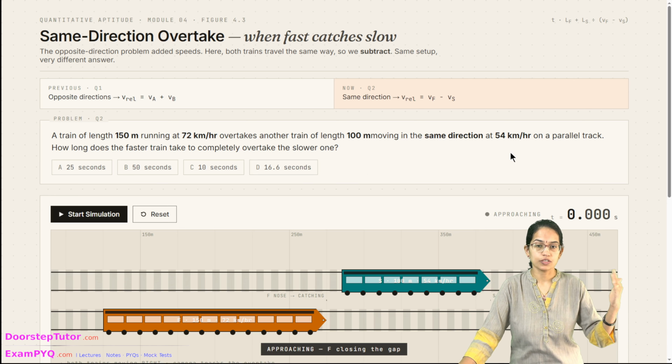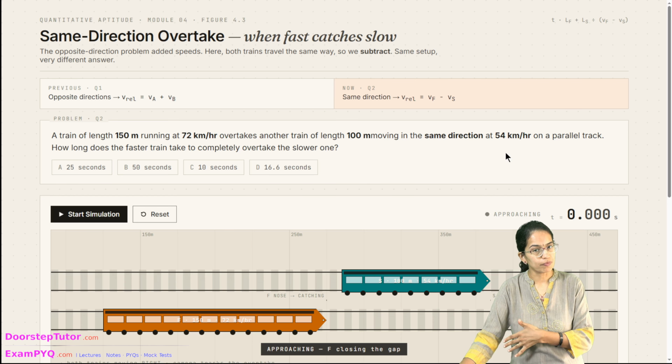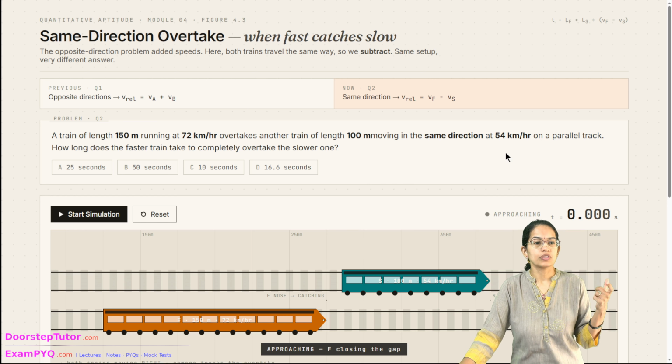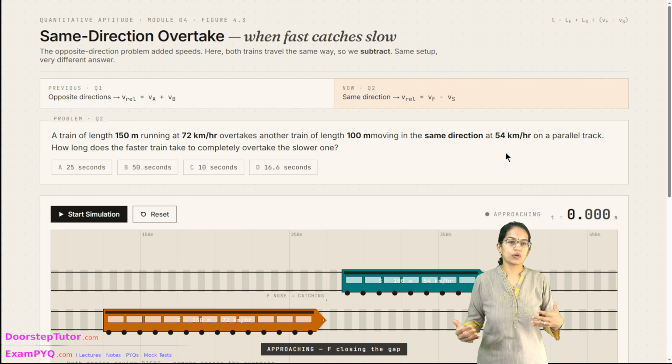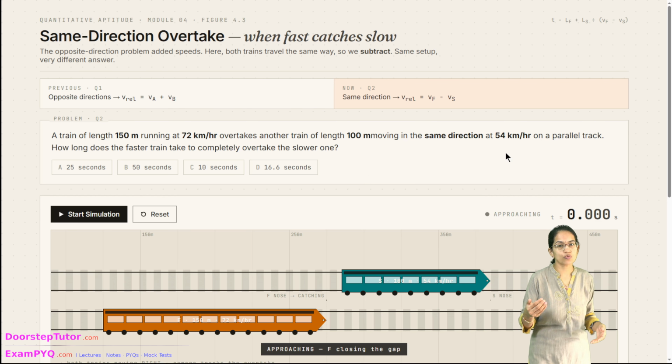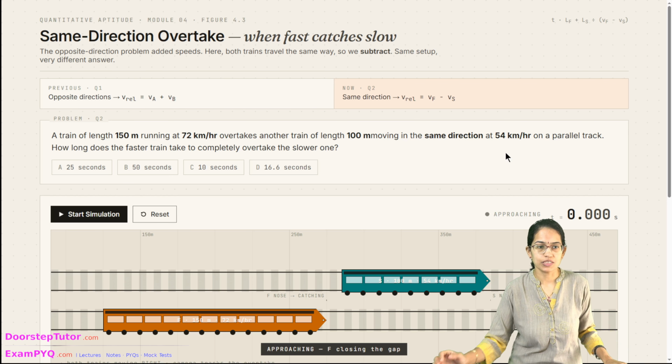We'll convert it into meters per second. So 18 into 5 by 18, that makes it 5 meters per second. Therefore, how long would it take to completely overtake? It would be 250 divided by 5, that is 50 seconds.